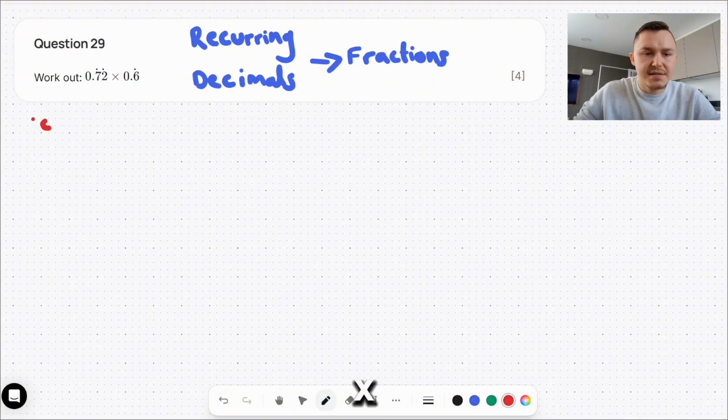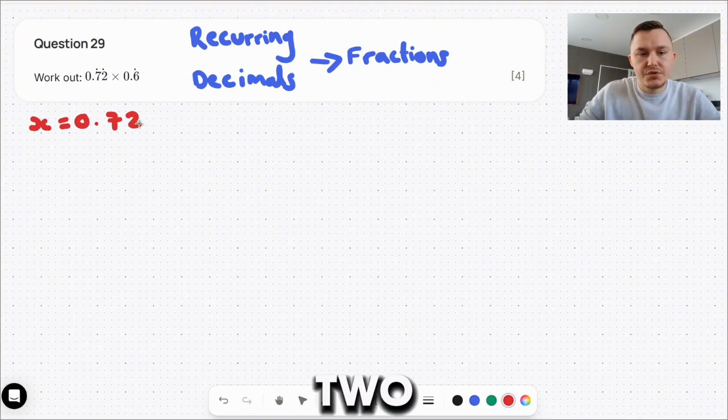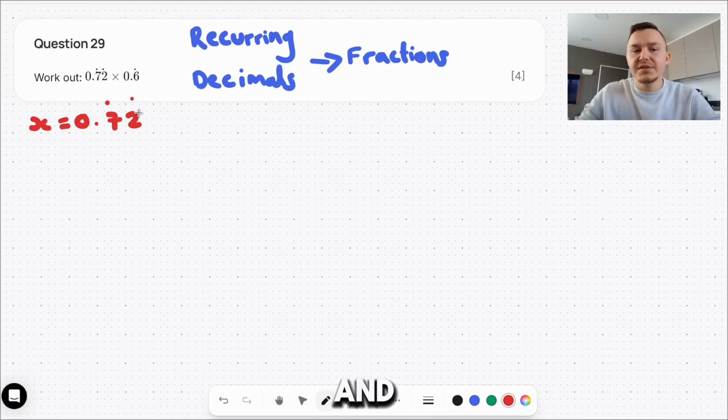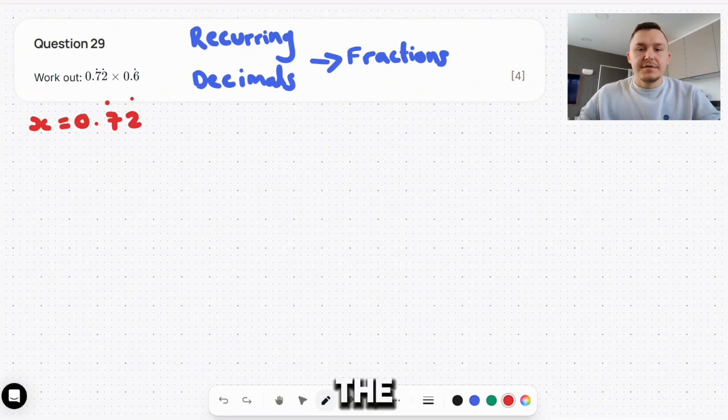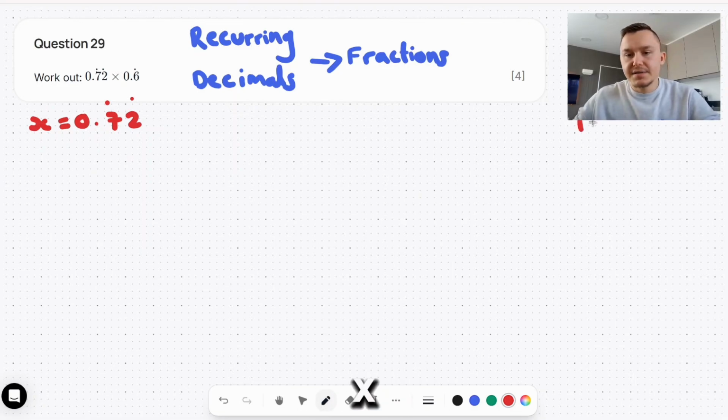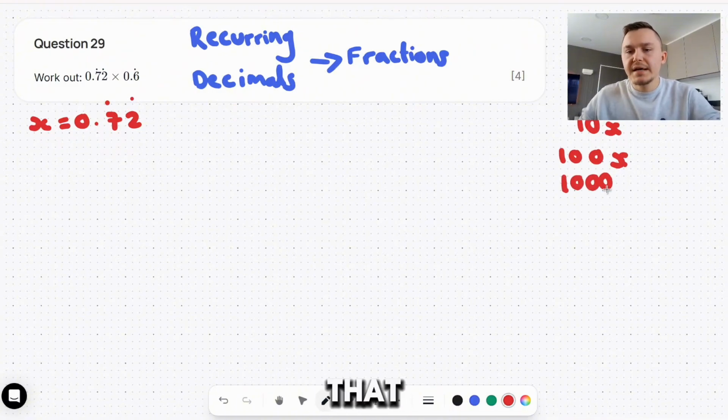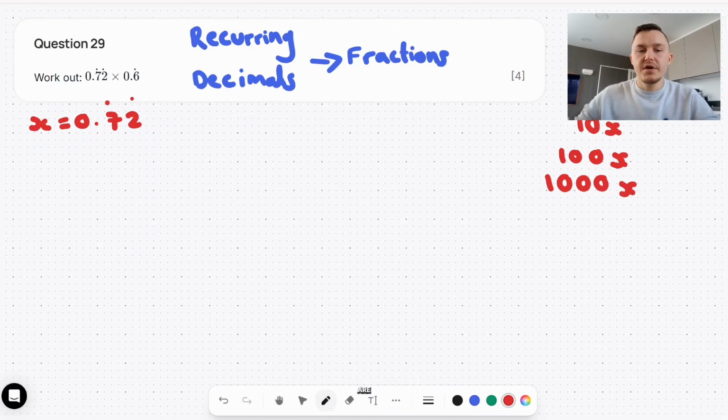So I'm going to say x is equal to 0.72 recurring. And if 7 and 2 are recurring, that means this would go on being 72, 72, 72, dot, dot, dot. The first thing that you need to do after you write down x equals 0.72 is figure out whether you now need to work out 10x, 100x, or 1000x.